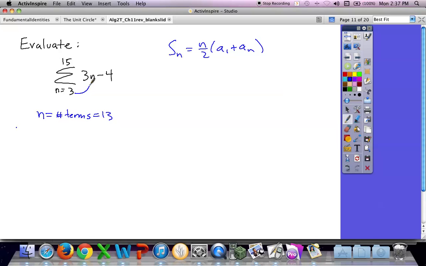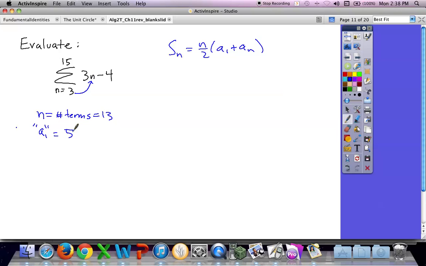Okay, how are you going to find the first term? Plug in the lower limit, right? So, in fact, it's not plugging in n equals 1, because it doesn't start at 1, it starts at 3. So I'm going to say a1, but I'm going to put it in quotes like this. We know it means the first term. In this case, it'll be 3 times 3 minus 4, 5.